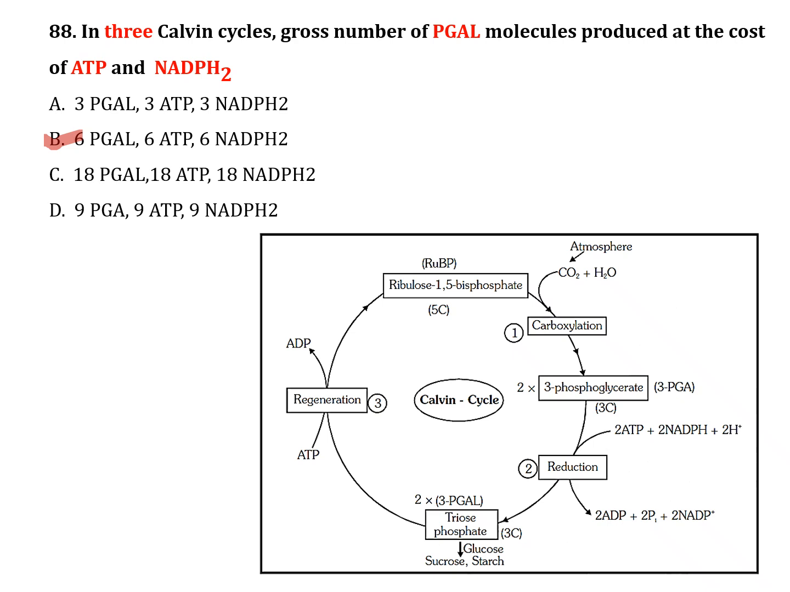For 1 turn of the Calvin cycle, 2 ATP and 2 NADPH are required to generate 2 molecules of 3-PGA. Here the question is about 3 turns of the Calvin cycle, that means multiplied by 3. So 6 ATP and 6 NADPH2 are required to generate 6 molecules of PGAL. The answer is 6 PGAL, 6 ATP and 6 NADPH2.